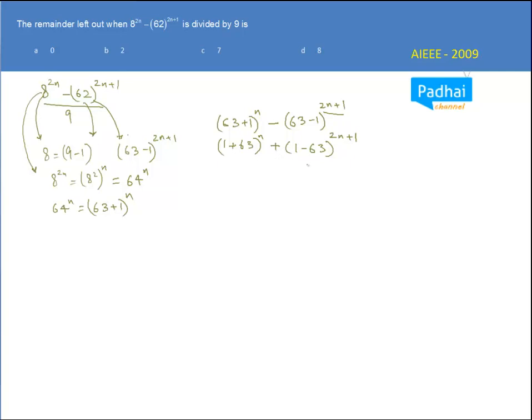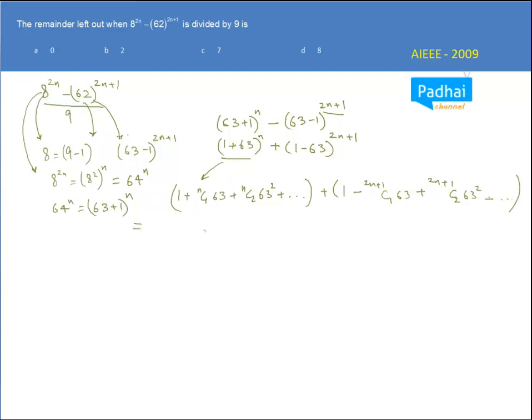I'll make you understand why I have done this step after I solve this question. So now, applying the binomial theorem, the first term of this expansion would be 1. The next term is going to be nC1 63 plus nC2 63 squared, and after that every term will have 63 as a factor. Okay, so this is the expansion of this series. Plus, for the other one, this will be 1 minus (2n+1)C1 63, and this will have alternate plus and minus, plus (2n+1)C2 63 squared, and minus, and so on it will go on.